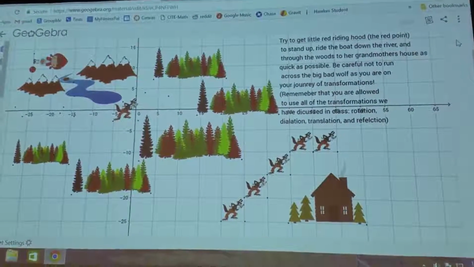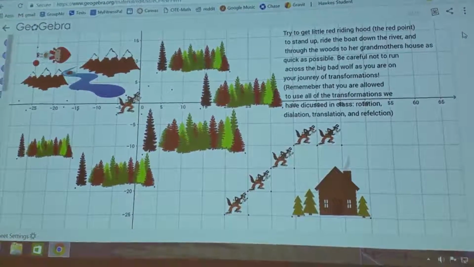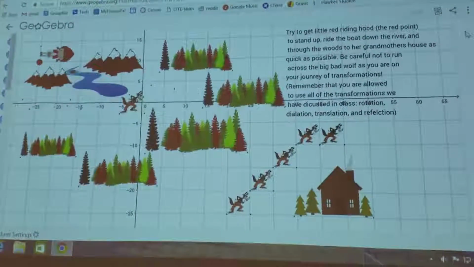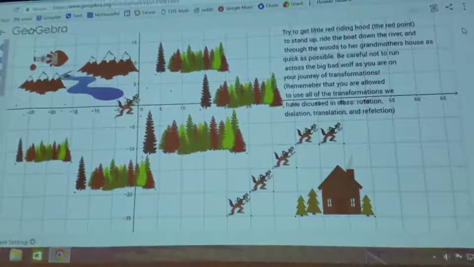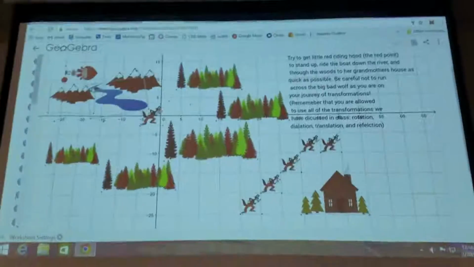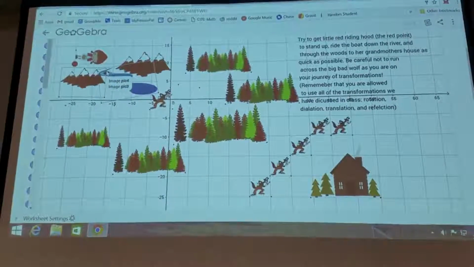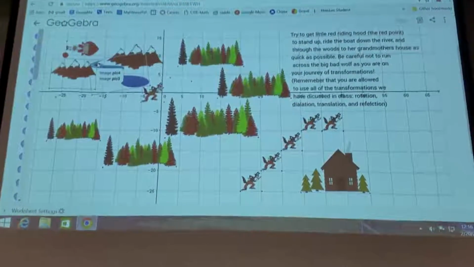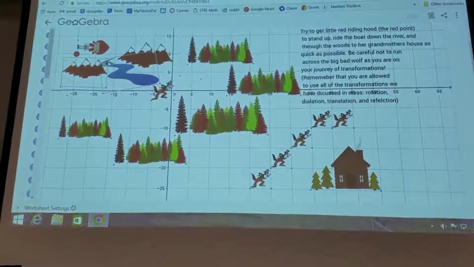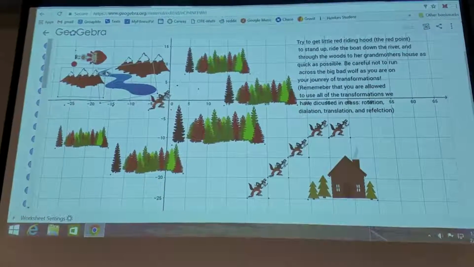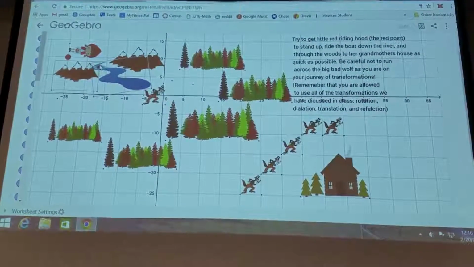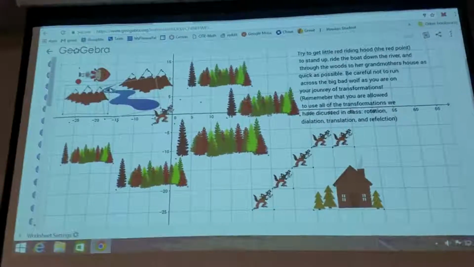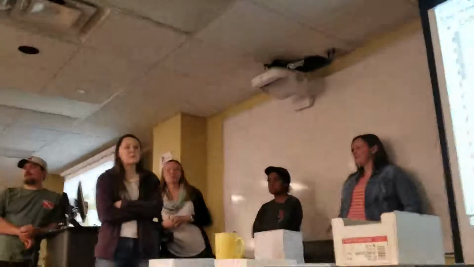And then just remember that you're allowed to use all kinds of transformations that you would have talked about: rotation, reflection, translation, and dilation. Try to do it as algebraically as possible. If you want to shrink down to get onto the little boat right here, write down how much you think you'd have to shrink down by. What would that dilation look like? Or if you're translating somewhere, would you translate along a line? Would you translate so many points? Write down a list of steps you would have to follow, step by step, to make Red Riding Hood go.